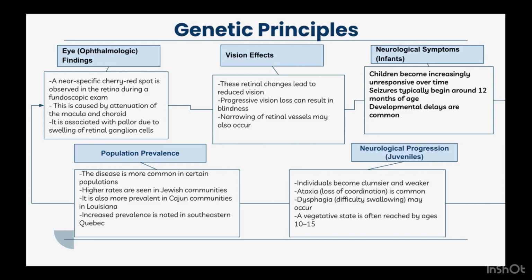And then in juveniles, they'll start to have some dysphagia, so an inability to swallow. They'll have some ataxia, a loss of coordination, so their ability to walk and to do things with their hands and limbs is going to go down as well. They'll also become clumsier and weaker due to both of those things. A vegetative state is typically reached by ages 10 to 15 years old. And it's very rare to have an adult with Tay Sachs disease. And that's it.